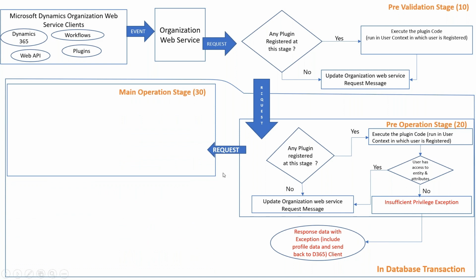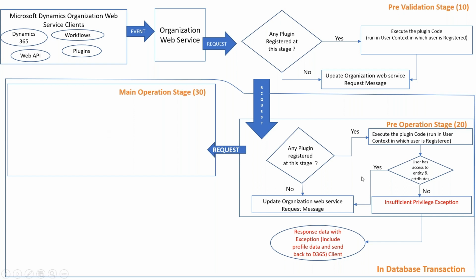Okay, and next, once it is passing here, now it is the main operation. So it will first check if any impersonation is available in this place. If there is any impersonation concept, then it will be applied. So let me explain what impersonation is.